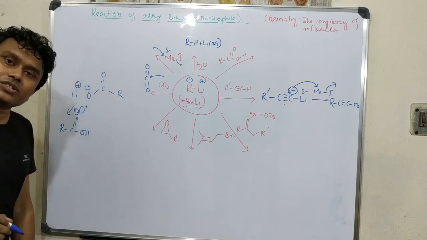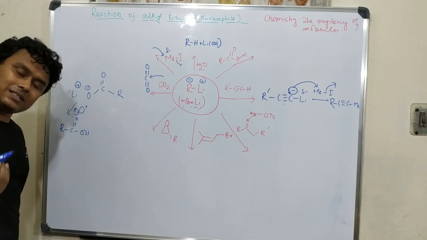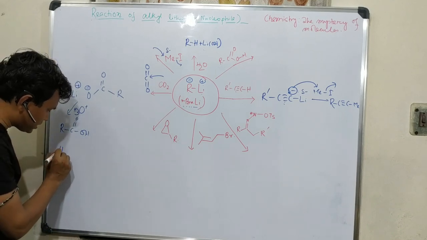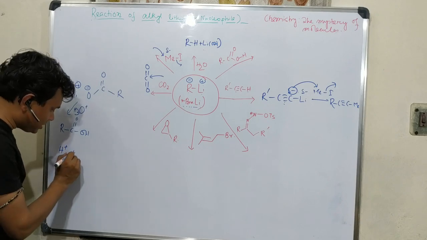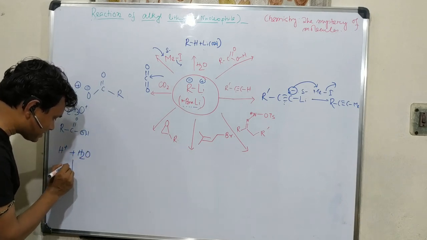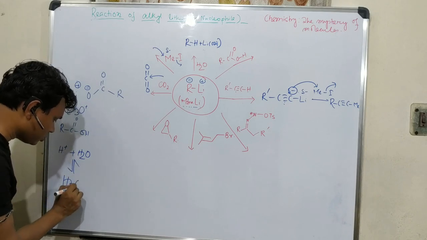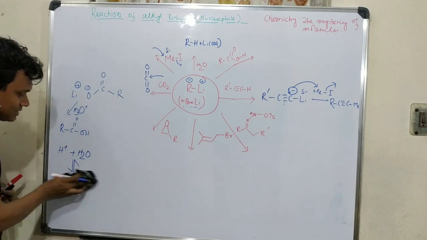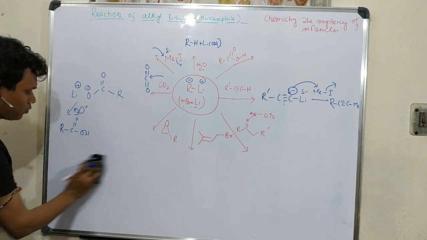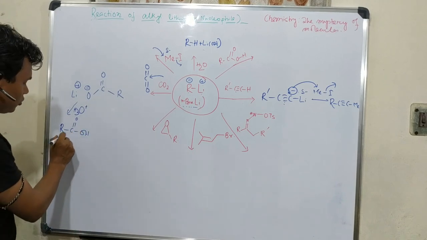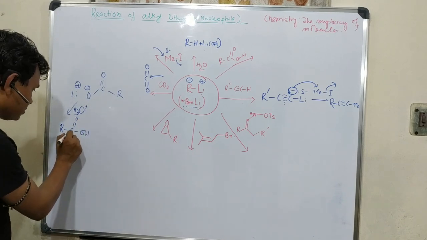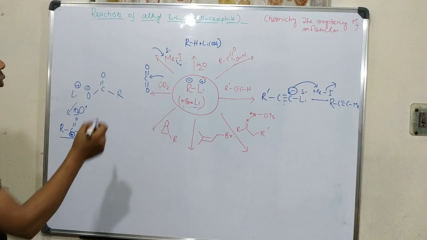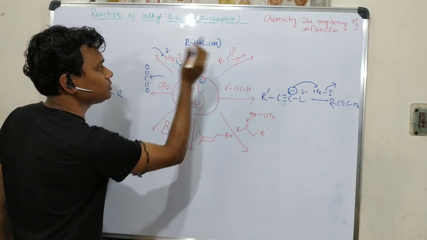Why do we always write H3O plus? Because any acid, for example HCl or H2SO4, if it dissociates in water, produces H plus and the corresponding anion, and that H plus reacts with the water molecule and gets stabilized to form H3O plus. So actually this is the base, this is the acid, not the parent acid in aqueous medium. That's why you always write H3O plus, and it will produce a carboxylic acid, and this carbon came from the carbon dioxide carbon.